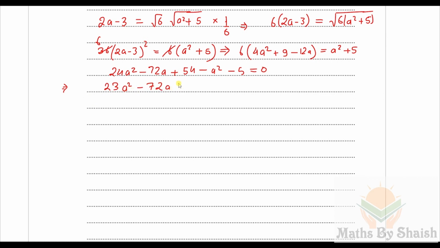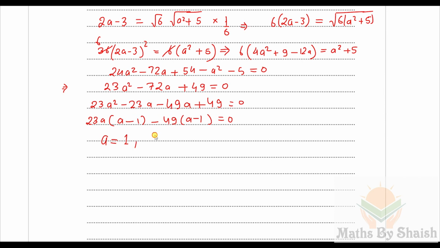Now we can see the sum of these two, 23 and 49, is 72, and the product we can get directly, so it can be simplified as 23a square minus 23a minus 49a plus 49 is equal to 0. We can use the quadratic formula as well. 23a common, and it is a minus 1, minus 49 common, it is a minus 1, is equal to 0. So we got two values of a, that is 1 and 49 over 23. So these are the two values, that is what they have asked.